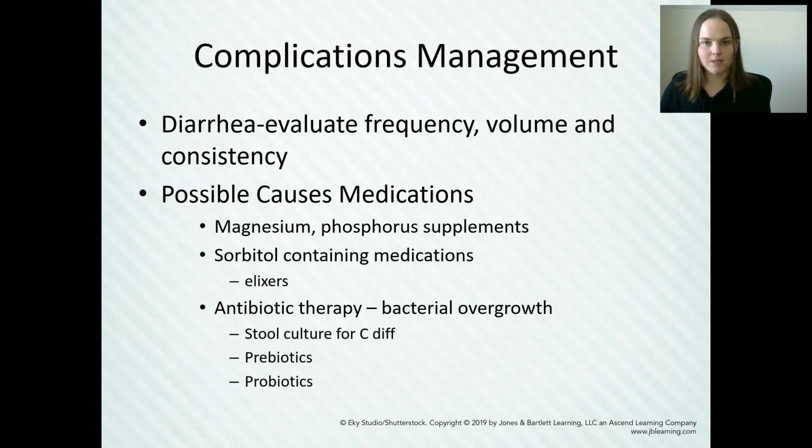Okay. So diarrhea, like I mentioned, is probably the most common complaint about tube feed formulas. You definitely want to look at medications. So magnesium and phosphorus supplements are very heavily used in the hospital setting, and they can actually cause diarrhea. Sorbitol can also be in medications, and that can cause diarrhea. Obviously, antibiotics can cause diarrhea as well, but they can also lead to bacterial overgrowth. So definitely checking for C. diff. And then sometimes even treating with prebiotics or probiotics could be helpful.